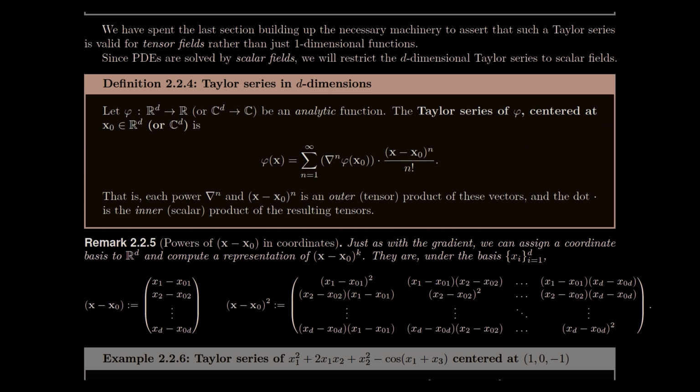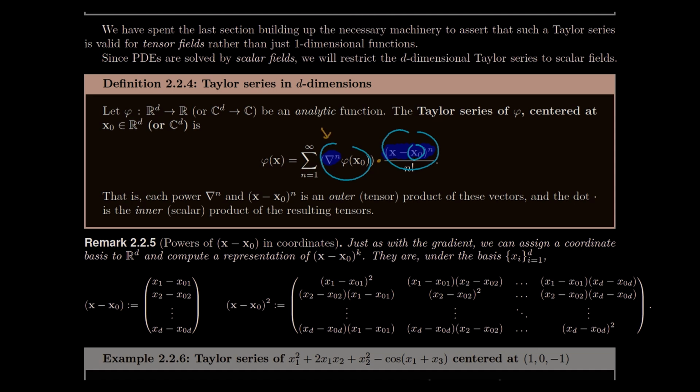And the way that you have to do it is with tensor products. So you have the nth power of the gradient, which we had just recovered in the last section as the nth tensor product of the gradient with itself. And in fact, you have the nth tensor product of the vector x minus wherever we center the Taylor series. This is a tensor product on that scalar field. This is a tensor product of the actual vectors. You take them together and you take the scalar product.